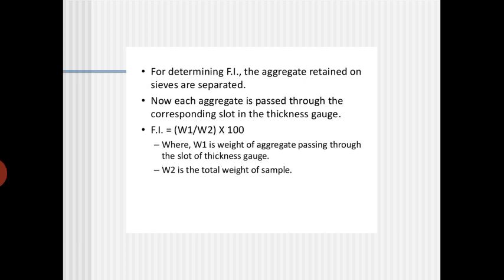See which gauge all those particles are passing through, and finally determine in which gauge more, or whether there is any variation in the flakiness, or any variation in the elongation of each of those particles, and find out how much percentage of elongation there is in each of the aggregates. Then the flakiness index is W1 by W2 multiplied by 100, where W1 is the weight of the aggregate passing through the slot of the thickness gauge, and W2 is the total weight of the sample.